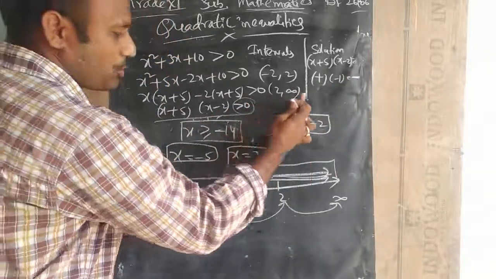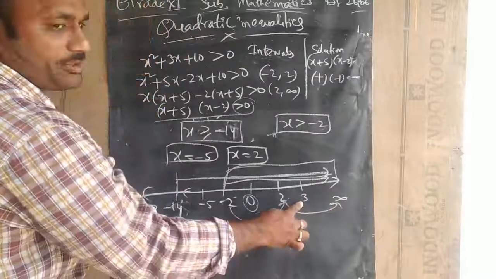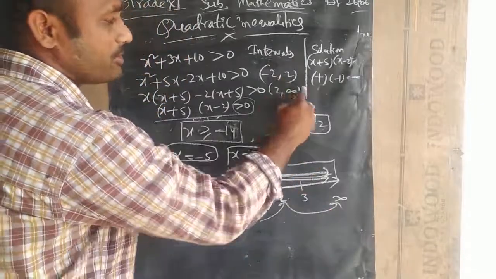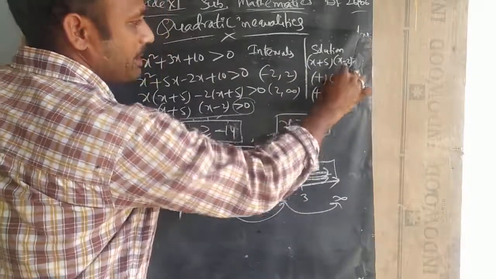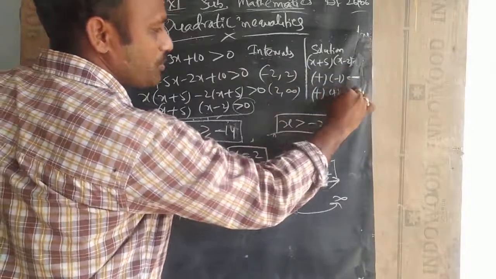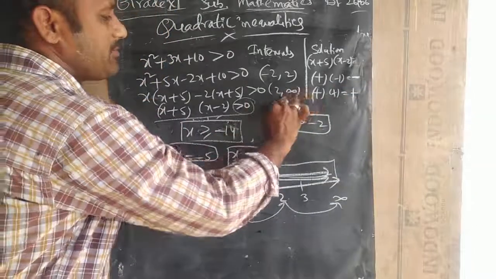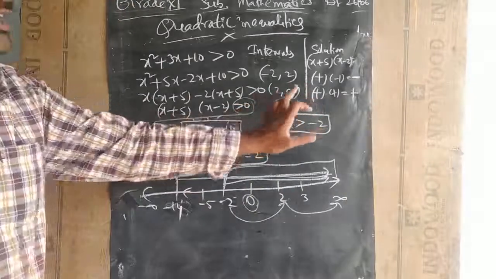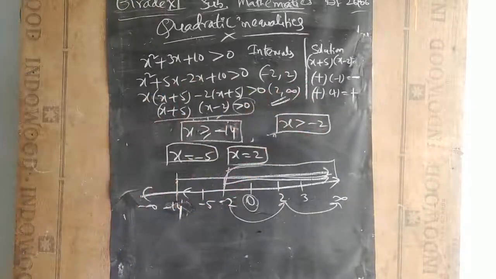Next, 2 to infinity. In 2 to infinity I can substitute any value. I will take 3; 4 also I can take, any value. So 3 plus 5 is 8, a positive number. 3 minus 2 is 1, also a positive number. Positive into positive will be positive. So the final answer will be 2 comma infinity. If the question asks which is the correct interval, 2 comma infinity is the right interval for the given question.